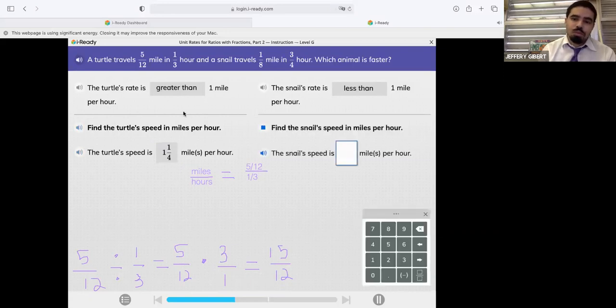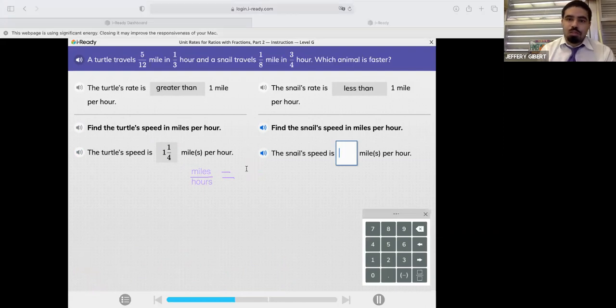Find the snail's speed in miles per hour. So for the snail, it's also miles per hour. So on the snail, you got 1/8 mile over 3/4 hours. So to get the unit rate, you do the top divided by the bottom. 1/8 divided by 3/4.